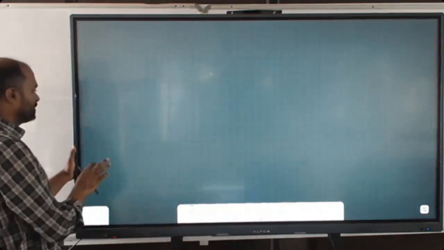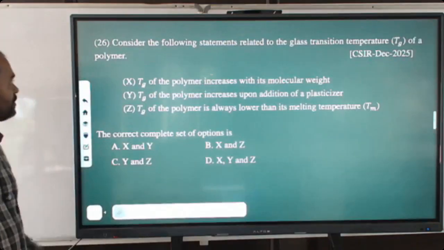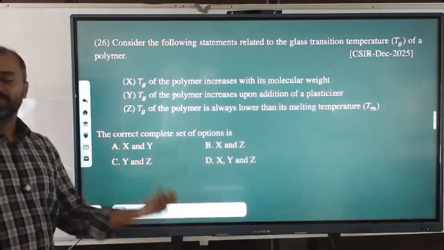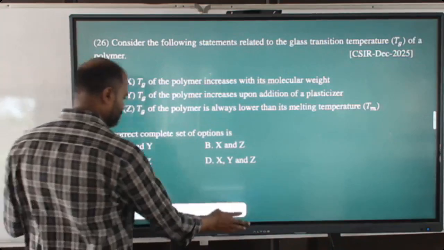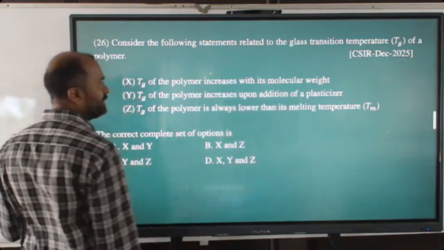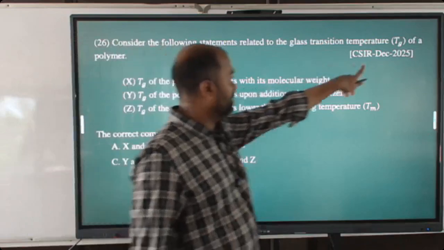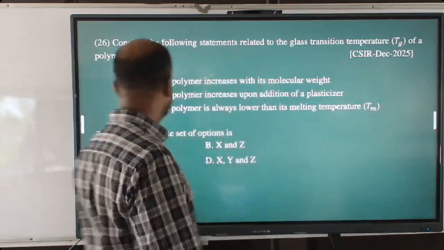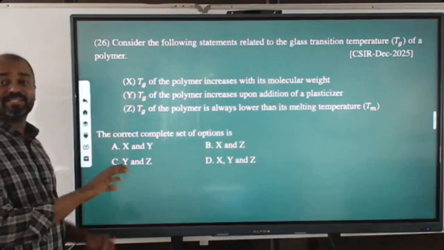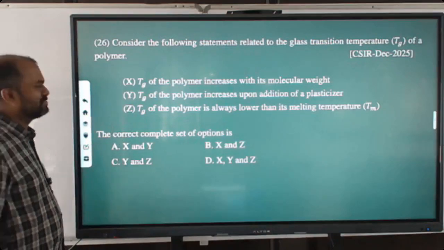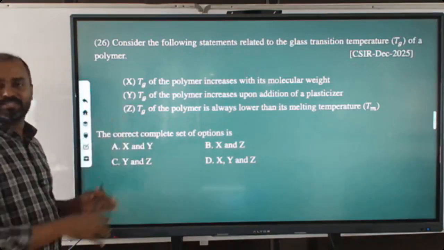I will give a 10 minute interval. After the interval, we can continue this. The latest question paper, December 2025 question, is asking a question from glass transition temperature for the first time. So I was also not that much aware of this topic.